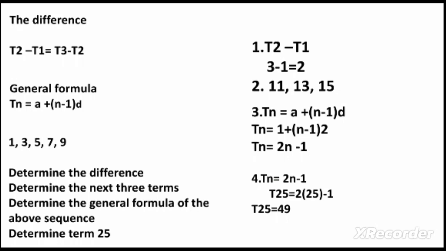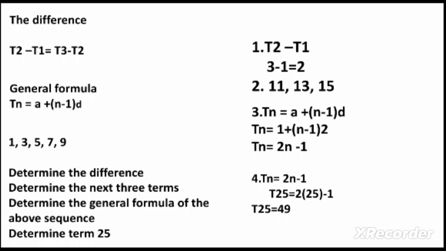You're going to substitute 2 on the n, and then you're going to put the difference, and then you're going to put the first term, which is a, and your Tn is going to be 3. So Tn is the actual number on the sequence. So now let's look at the sequence 1, 3, 5, 7, 9.